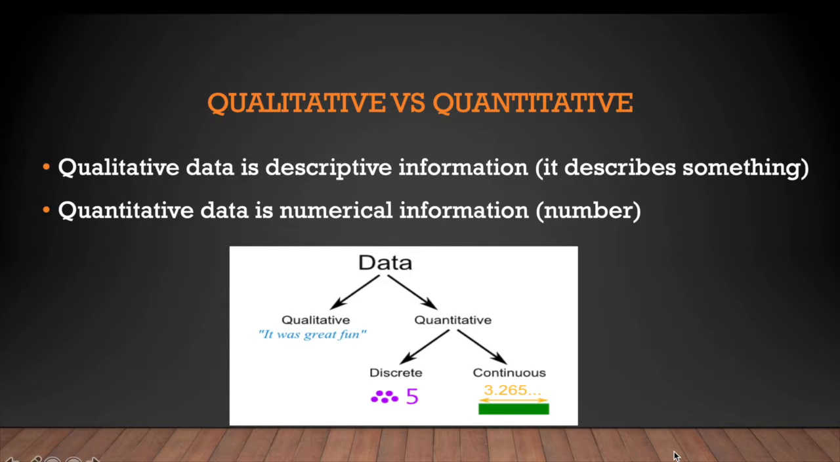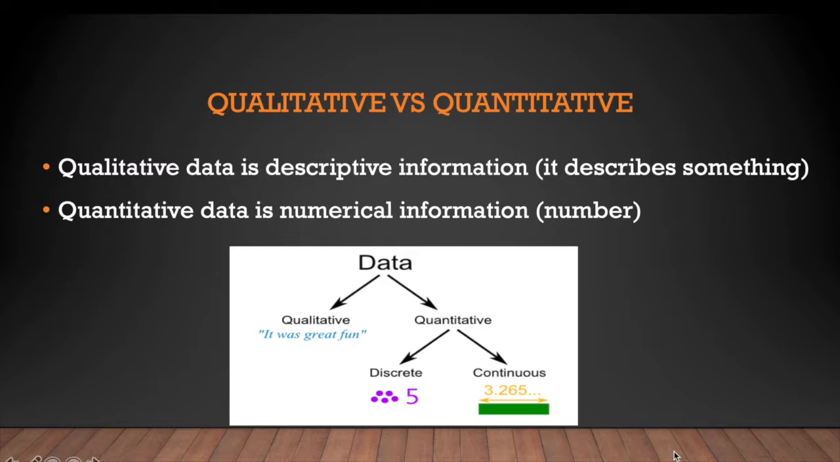Moving on to the qualitative versus quantitative. So basically, qualitative data is descriptive information as it describes something or some data. In the meantime, quantitative data is in the form of number, which is numerical information. So we can see, right? For example, here the data is, it was great fun. So it describes something which is great fun. It describes the situation. But in terms of quantitative, you have to quantify the data, whereby we can divide it into two, which is discrete and continuous.